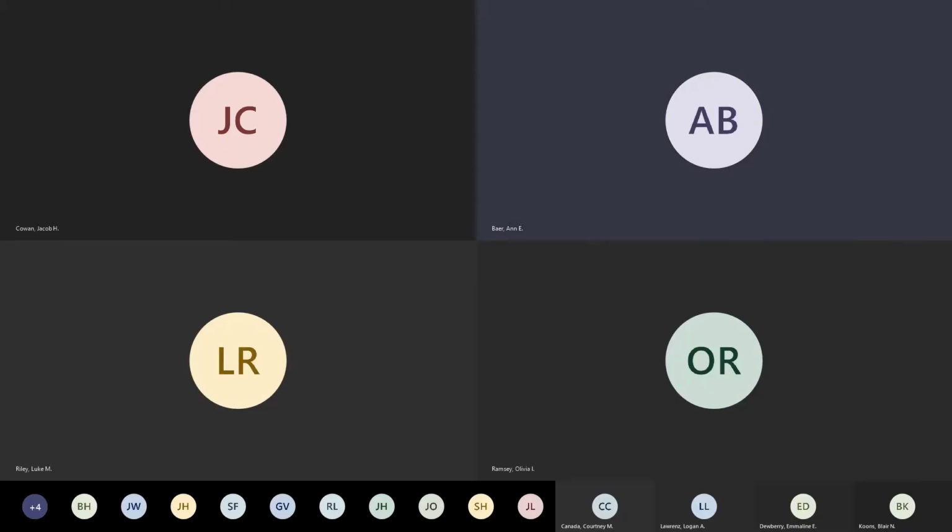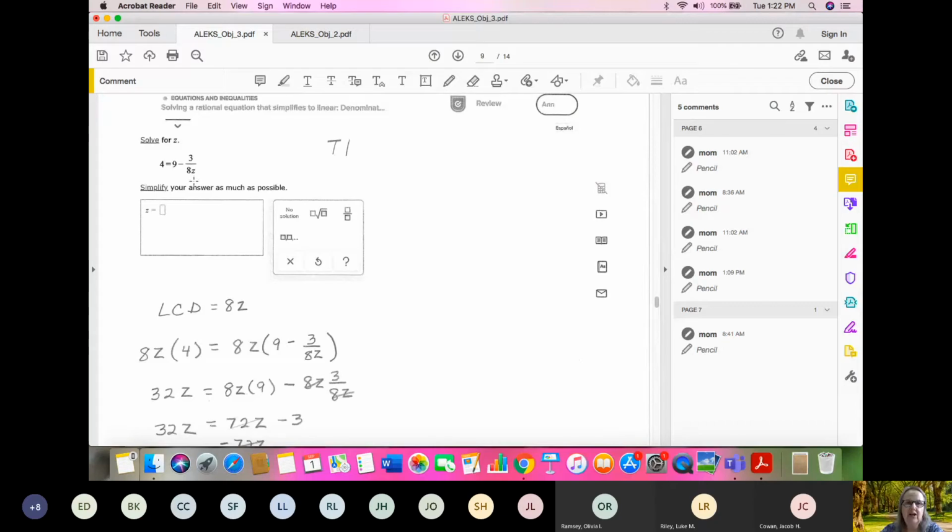This is a rational equation, and it's a rational equation because you've got a variable in the denominator. You've really got a polynomial over a polynomial. So what we want to do is completely factor our denominators. That does not apply in this case.